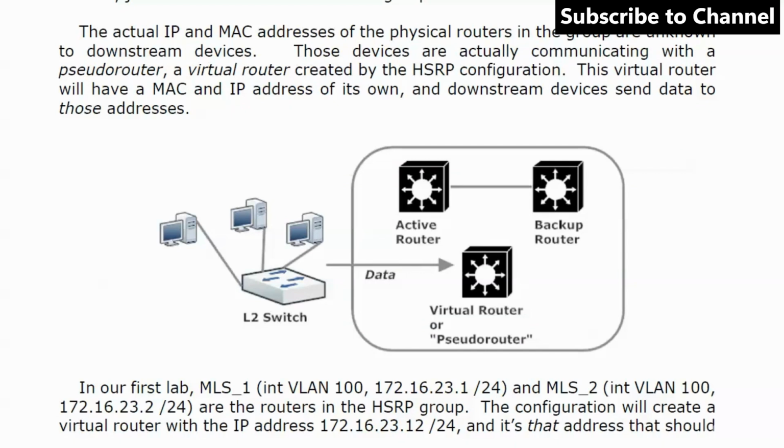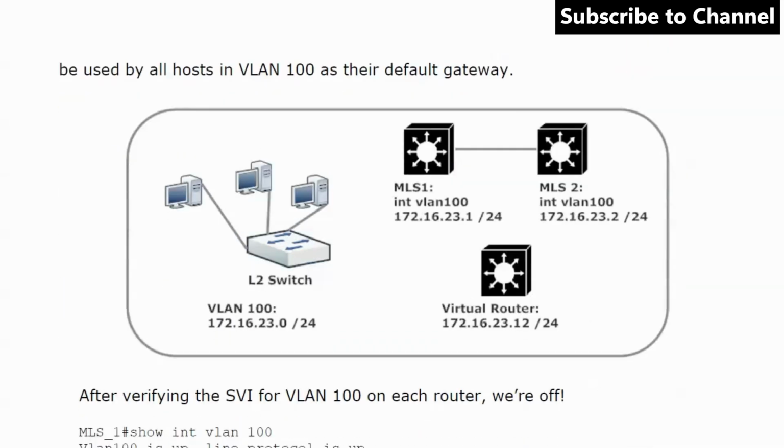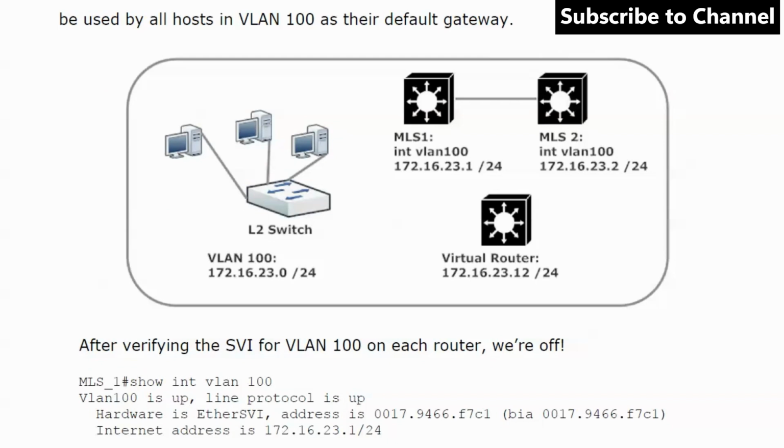In our first lab, we're going to have multi-layer switch 1, which has an interface VLAN 100 with an IP address of 172.16.23.1, and multi-layer switch 2, which also has an interface VLAN 100, address 172.16.23.2. Those are the two routers we're putting in the HSRP group. We're going to create a virtual router with this configuration with the IP address 172.16.23.12/24, and it's that address that will be used by all the hosts in VLAN 100 as the default gateway. So here's a diagram for you as well showing you those addresses, and let's go ahead and get started. Let's bring the live equipment up.